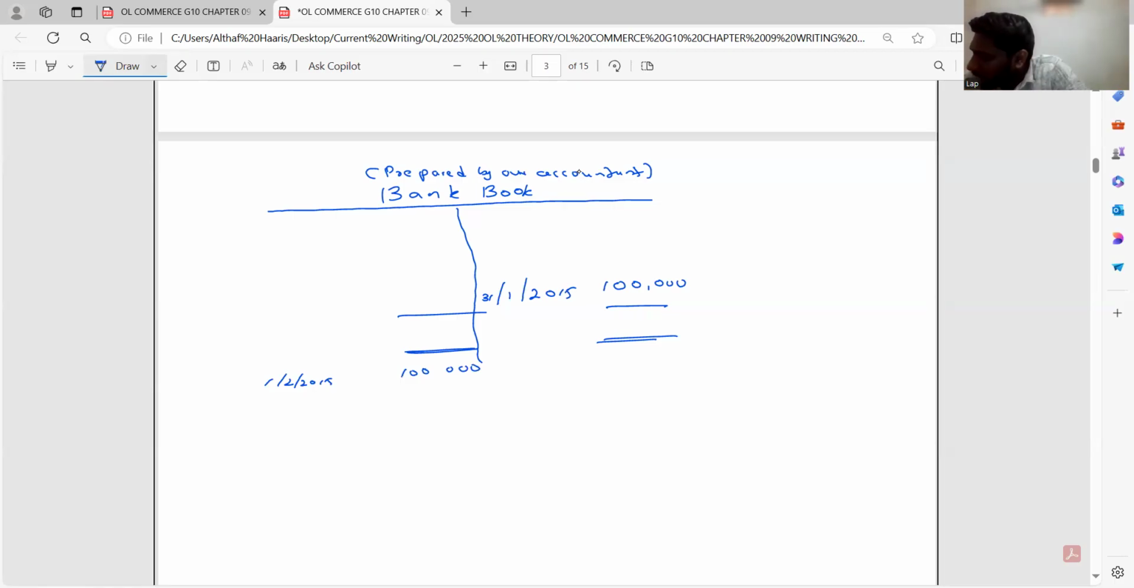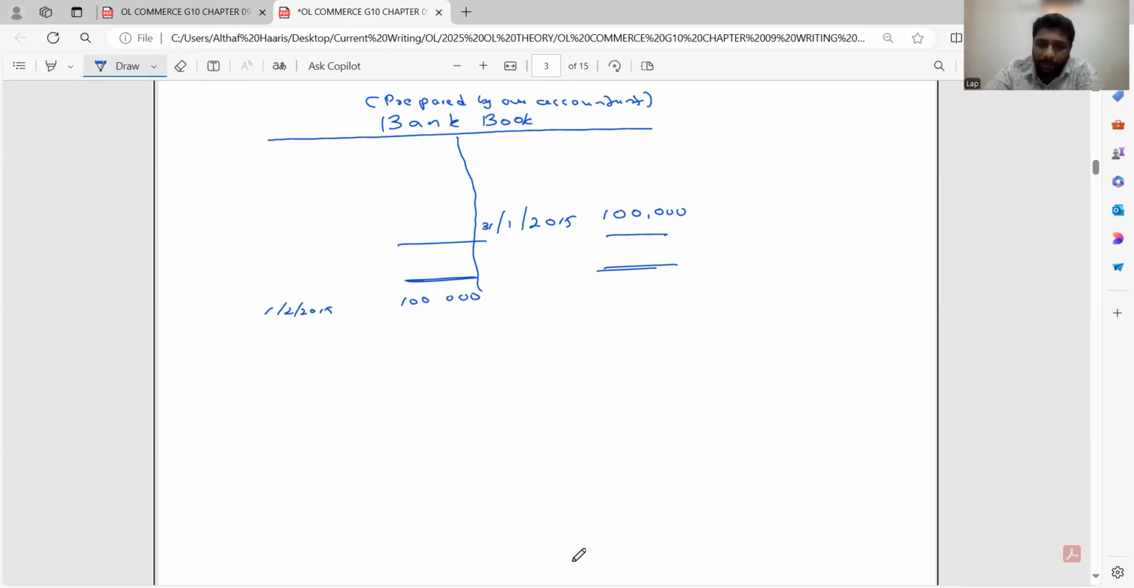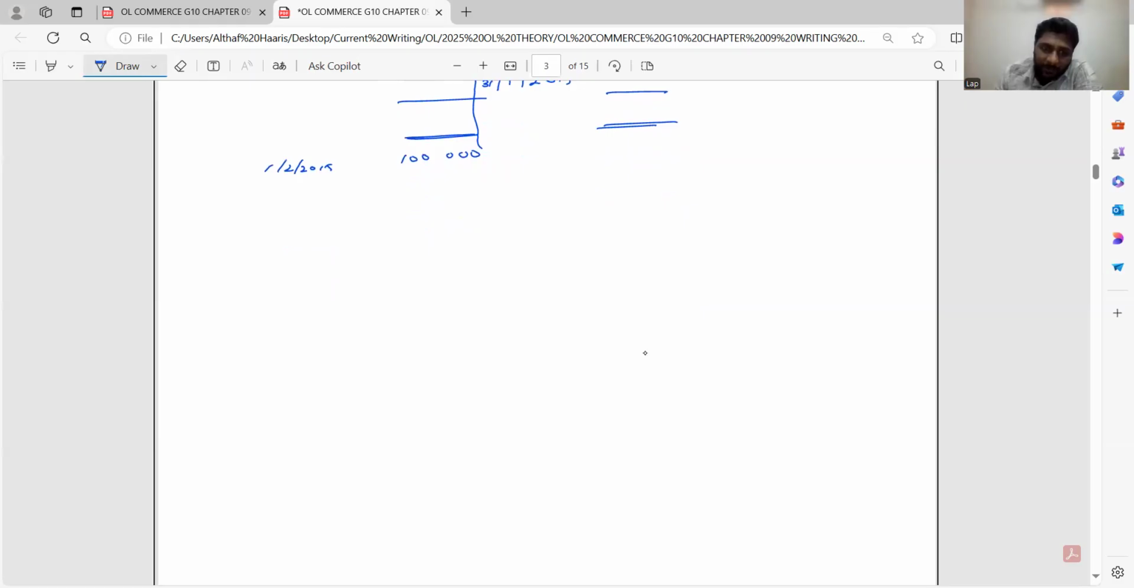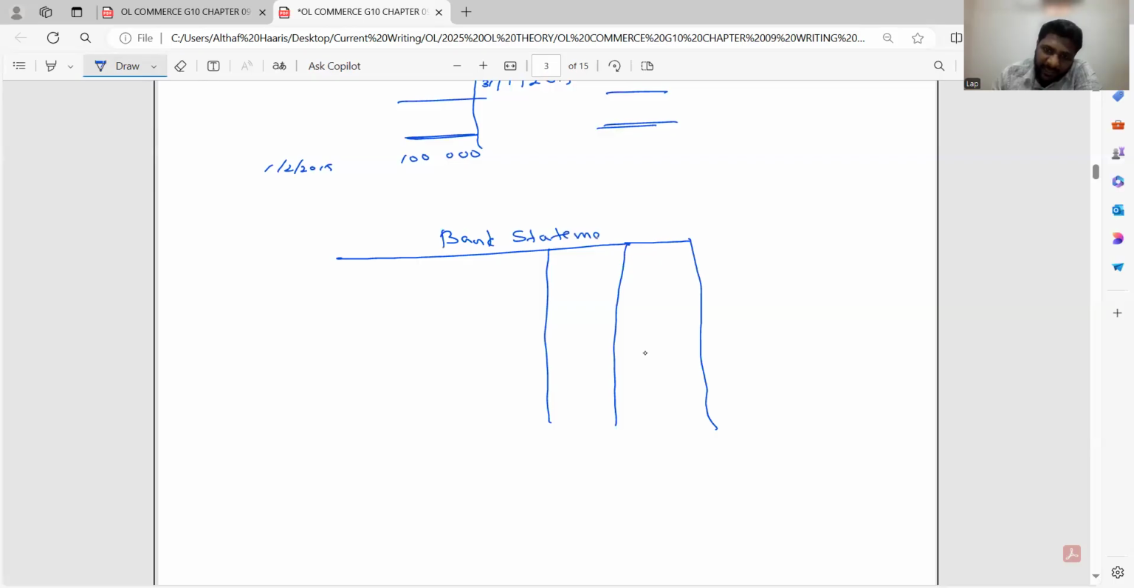When you are running a business, generally once the month is over, after maybe a week, the bank will send us a statement. They will post it to our home, or sometimes they will send an email. They will send us a statement mentioning all the transactions which we have done. So this is the bank statement, sent by the bank.